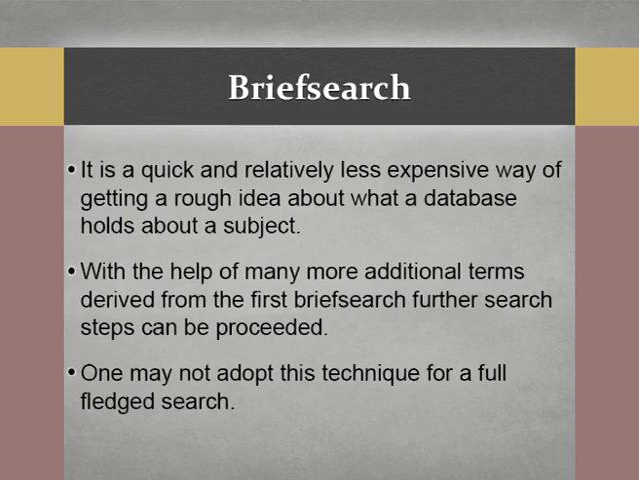Let us see one by one. First one is the brief search. Brief search is nothing but we give one random word. It is a quick and relatively less expensive way of getting a rough idea about what a database holds about a subject. I want some information on some subject. I do not know which keyword I have to put. However, randomly I put some keyword or controlled vocabulary, and against which I got some other additional terms.